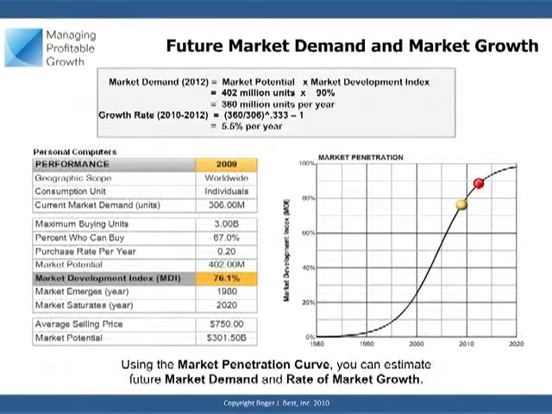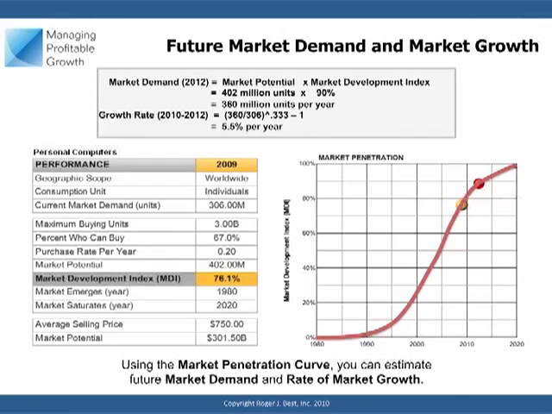Looking out 3 years to 2012, we can use the market penetration curve to see the Market Development Index for the personal computer market would grow to 90%. This translates into a market demand of 360 million units and a growth rate of 5.5% per year over this 3-year period.